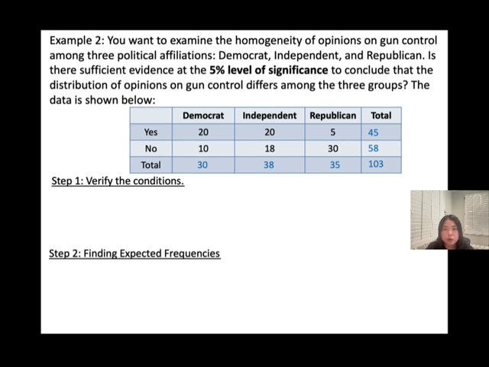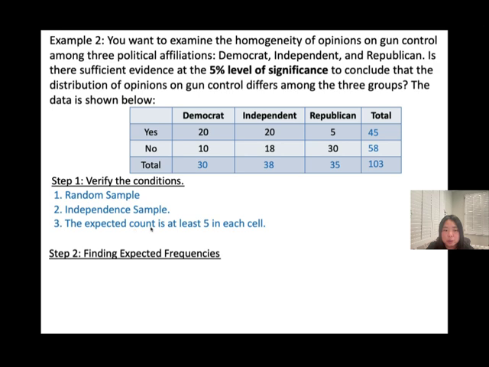Okay, verify the conditions. We assume there will be a random sample and independent sample. And then expected frequency at least 5 in each cell. Again, you're going to double check after you find the expected frequency. And then the last one, categorical data.